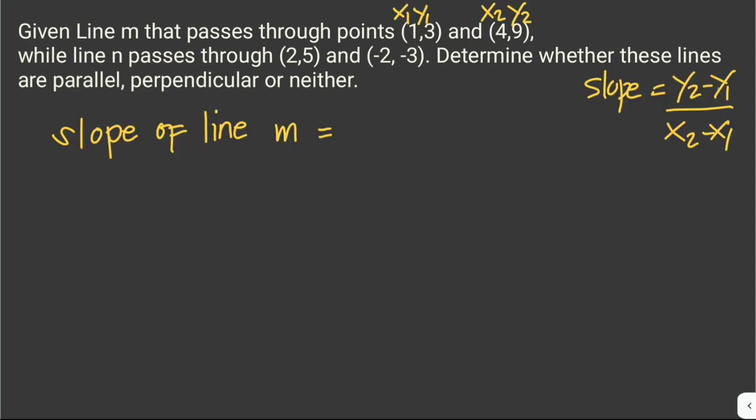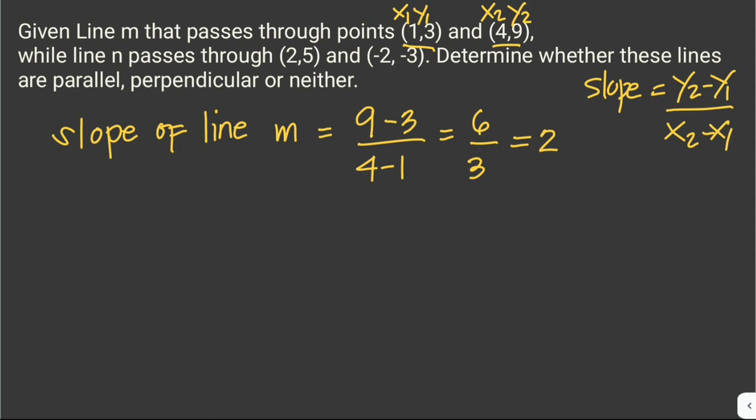By using the slope formula, which is equal to y sub 2 minus y sub 1 over x sub 2 minus x sub 1, we can solve for the value of the slope for each line. So for line M, let's say this point is x1, y1, and the other point is x2, y2. That would be 9 minus 3 over 4 minus 1. So this is just 6 over 3. Therefore, the slope of line M is equal to 2.